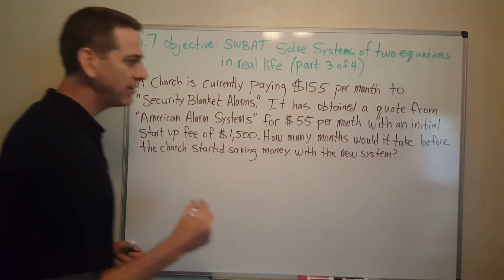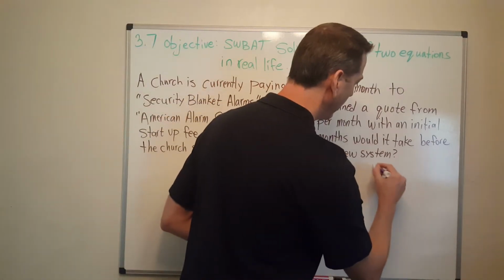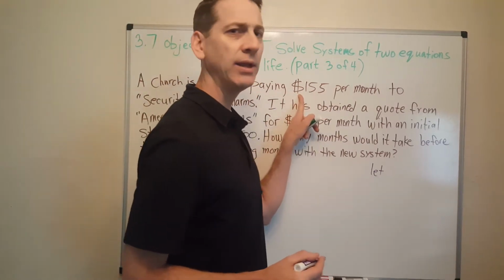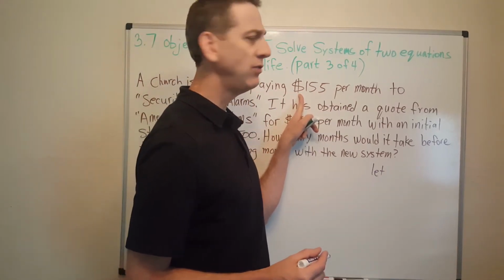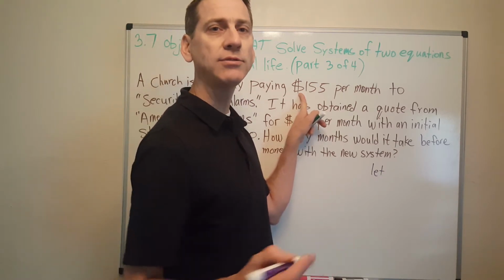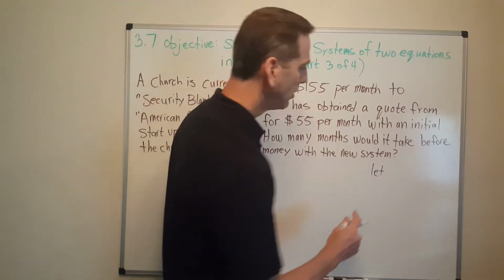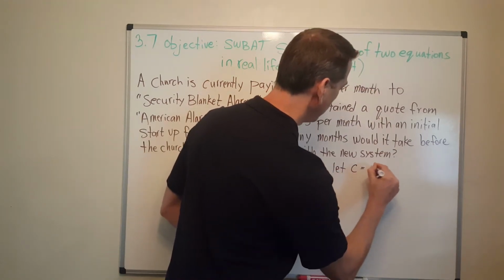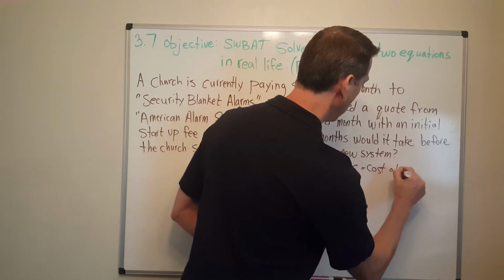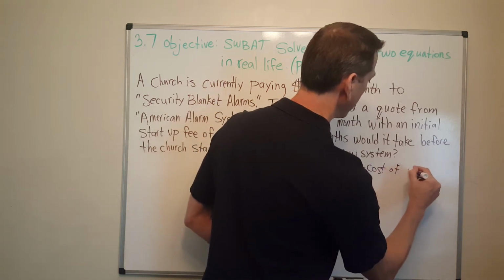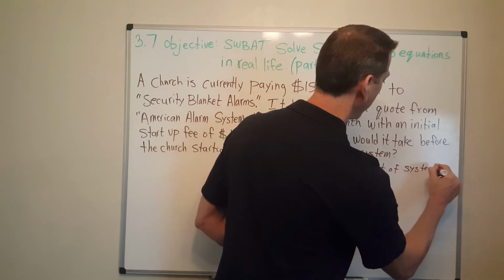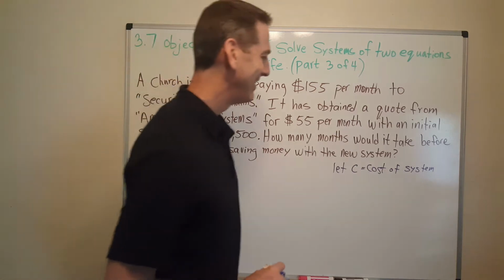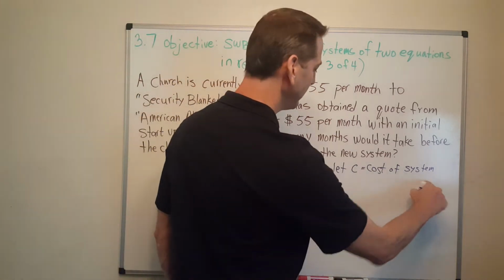All right, so I'm going to go ahead and define my variables right over here. So I'm going to let, what should we use for money? We could use M, we could use D for dollars, we could use C for cost. How about cost? In fact, let's put this over here further. We're going to let C equal cost of system. I call this alarm systems of equations. Okay, let C equal the cost of the system.